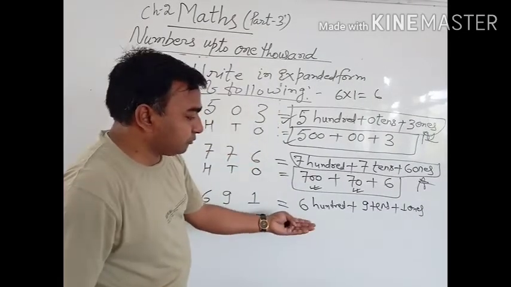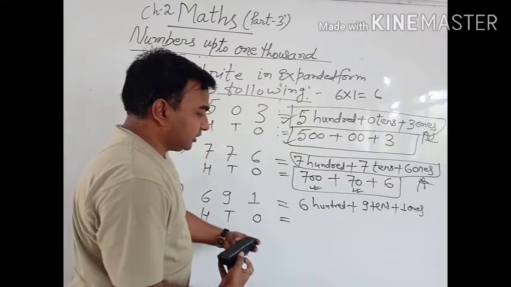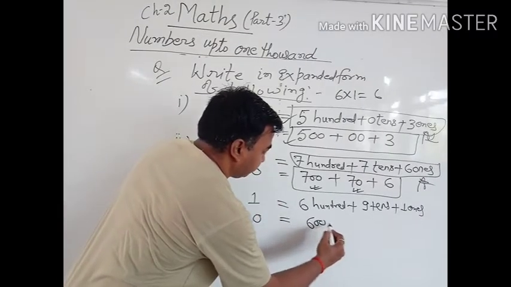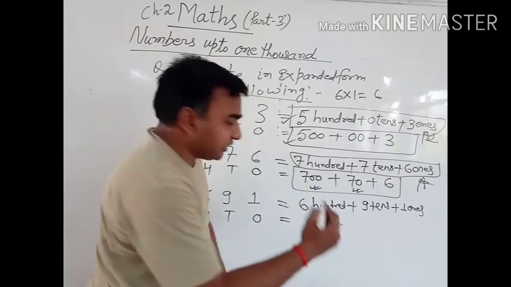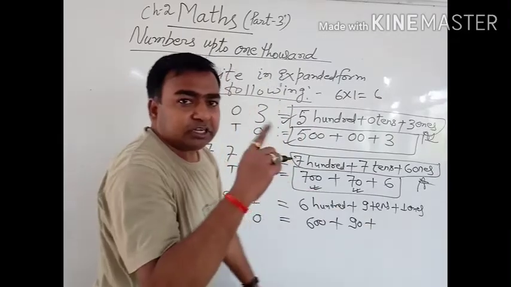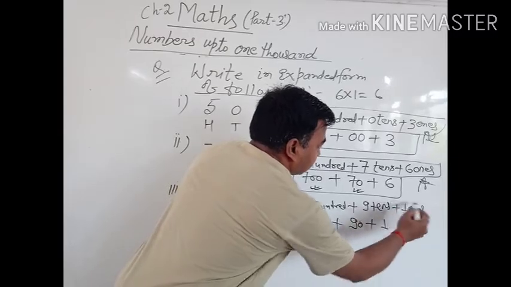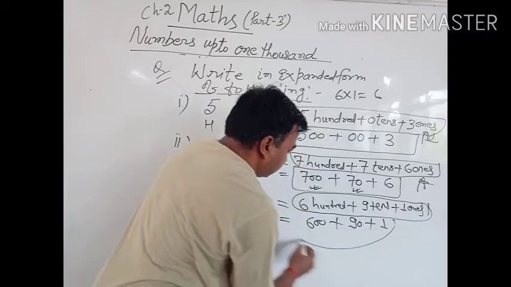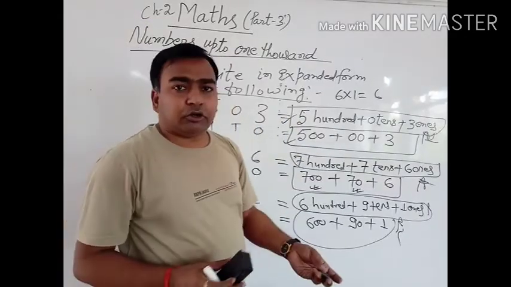After this, we will write this expanded form in full number. 600 means 6 multiplied by 100. It means 600 plus 9 tens. 9 tens means 9 multiplied by 10. 9 tens are 90 plus 1 ones. 1 multiplied by 1 is equal to 1. So this is the answer. You can see it one more time. I have written the answer in two different ways. So which method is easy for you all?